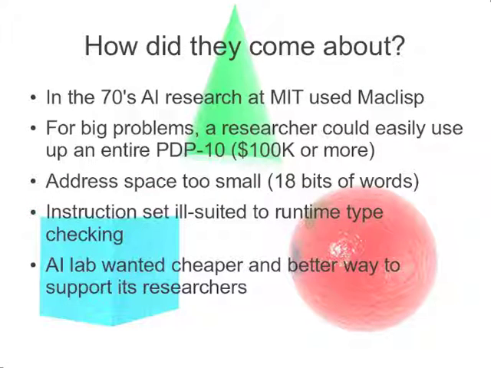So how did Lisp machines come about at all? Well, in the 70s, and people like Jerry can tell more detail about that, AI research was running into a problem because the Lisp resources were limited. The PDP-10 didn't have a lot of address space. The instructions necessary for doing runtime type checking often dwarfed the actual cost of doing the operation, so it wasn't very efficient. And a researcher could easily use up a whole PDP-10 for hundreds of thousands of dollars, and that was a little too expensive.